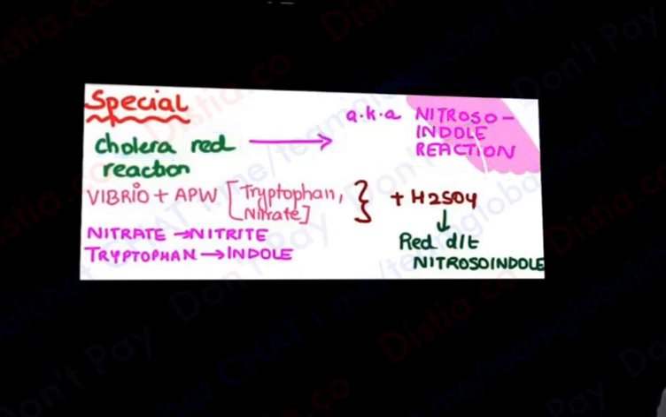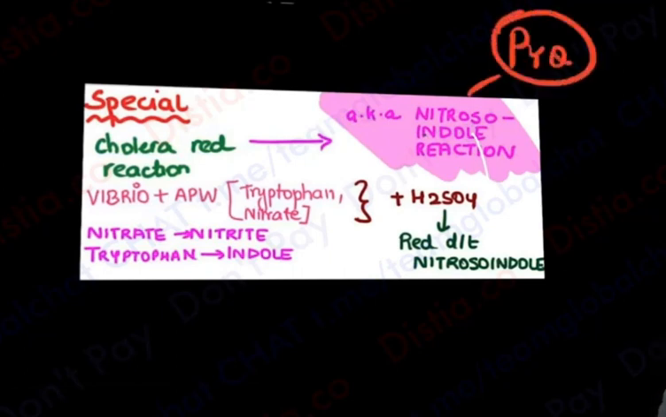The red color is a nitroso-indole compound. Please note, this is your previous year question. The red color is a nitroso-indole compound. How is it formed? I'll quickly tell you. You take Vibrio, and you've taken it in that enrichment medium, that is alkaline peptone water, right? You know what alkaline peptone water has? It has tryptophan and nitrate. So what does Vibrio do? Right now only you have told me that Vibrio is going to show nitrate reduction. So nitrate to nitrite will happen.